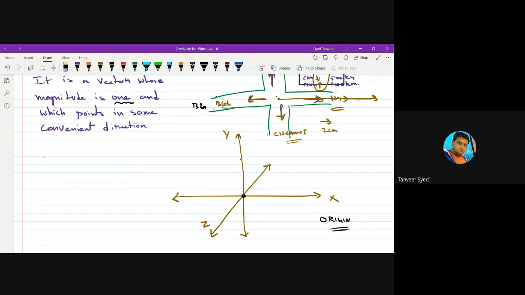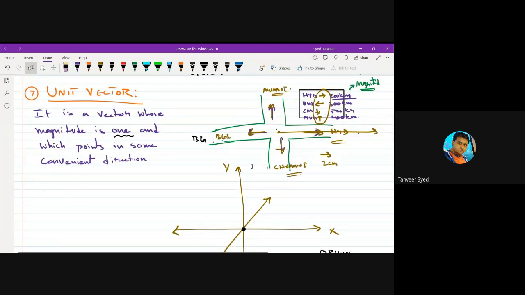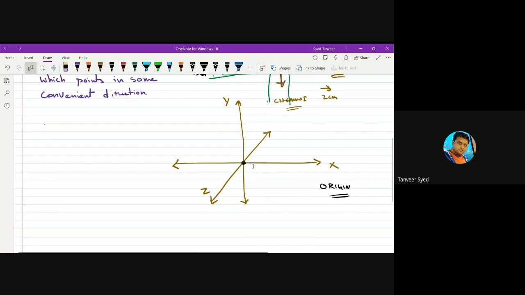Now let us come back to unit vectors. We are trying to understand what is a unit vector. It is a vector whose magnitude is 1 and which points in some convenient direction. The three basic standard directions that we take are x direction, y direction, and z direction. Combining these three directions, you can represent infinite directions.